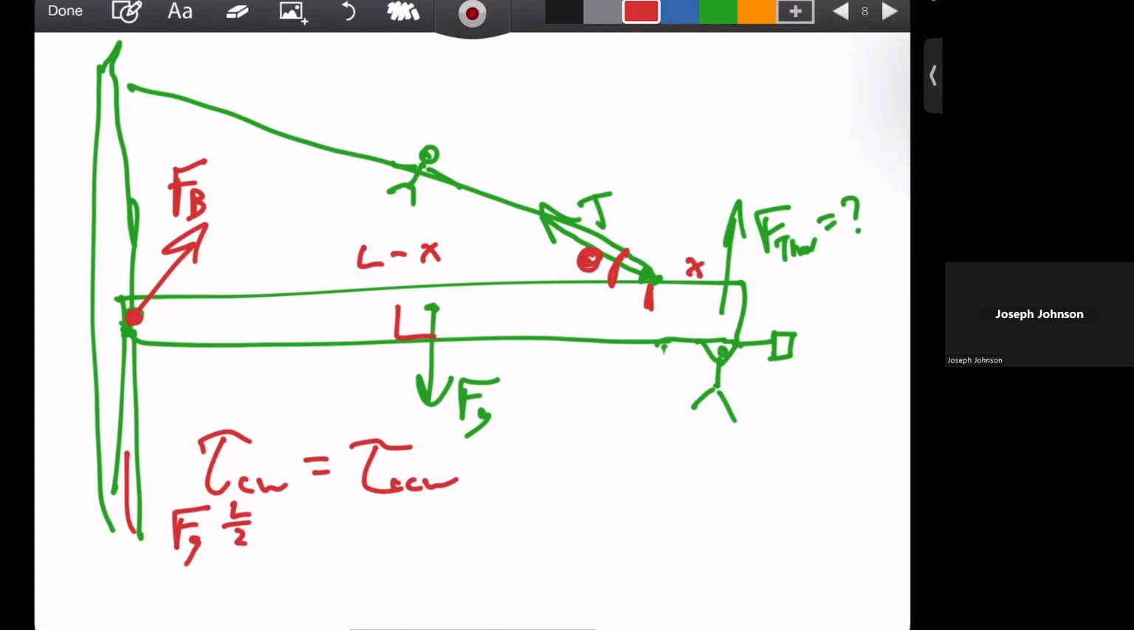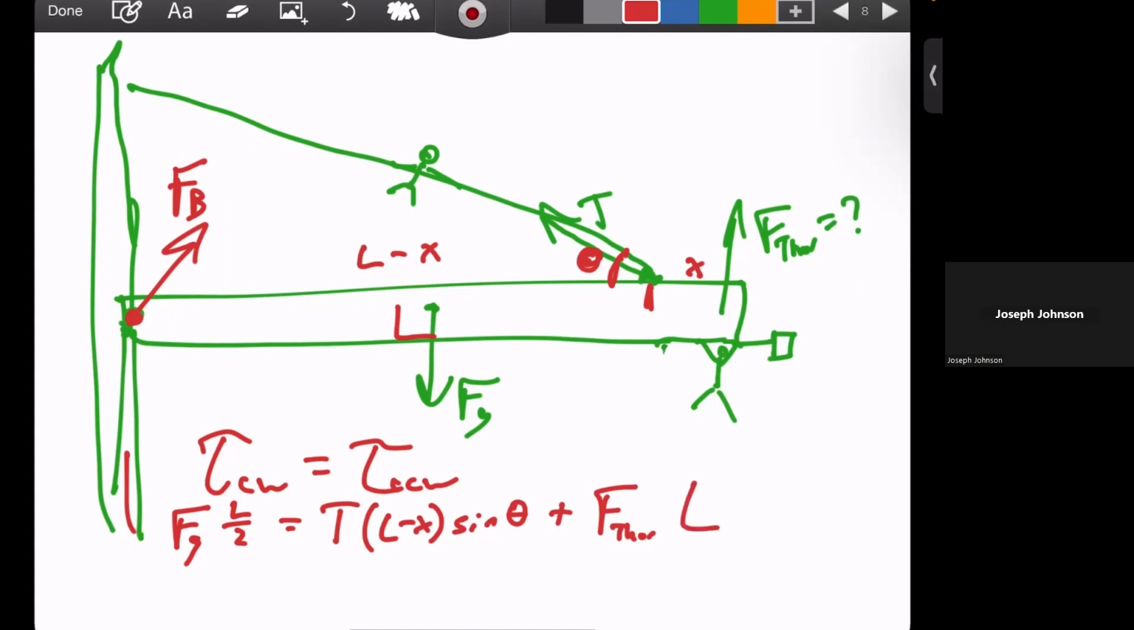The counterclockwise torques are the ones by the superheroes, the ones holding it up. So we have the torque from Spider-Man, which is going to be the force from his web line, the tension, times the distance, which is L minus X, times the sine of the angle theta. And then the torque from Thor is going to equal the force from Thor, which is what we're trying to find, times the distance from the pivot, which is just L.